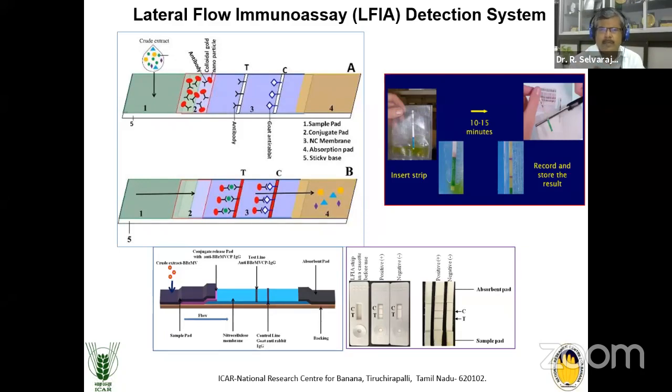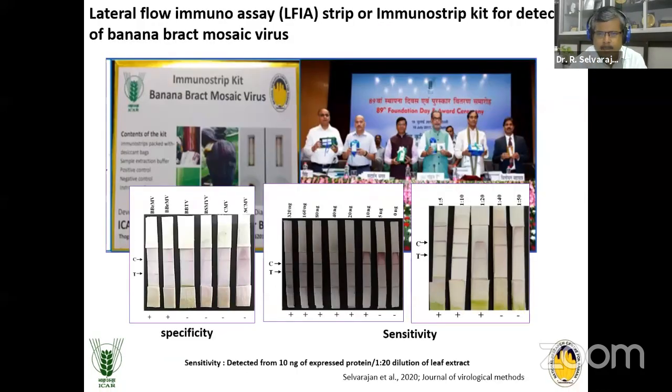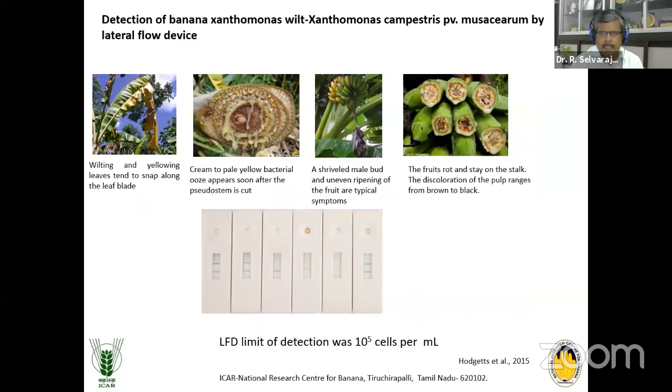You have to have wonderful antibodies to develop this, and we developed it for banana bract mosaic virus, and we have also developed it for banana cucumber mosaic virus, and we are validating it with other crops infecting cucumber mosaic virus. In fact, this was released by our ex-agriculture minister. He released this kit, and then we validated it with a large number of samples, and once we were happy, we published this paper. Recently, it came out in the Journal of Biological Methods.